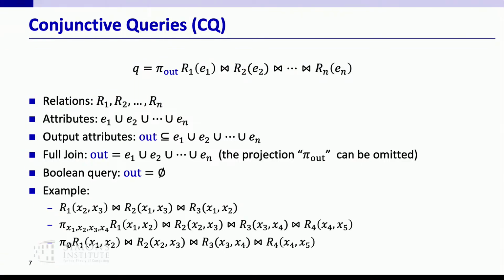Here are some examples. The first one is the triangle join, where you want to output all the triangles in the query. The second one is a length-4 path, but we're only interested in the first 4 attributes. And the last one is the Boolean query determining whether there exists a length-4 path. Do you allow self joins? When we talk about upper bounds, self join doesn't make a difference. But this is a good question for lower bounds. I think it's great for discussion.